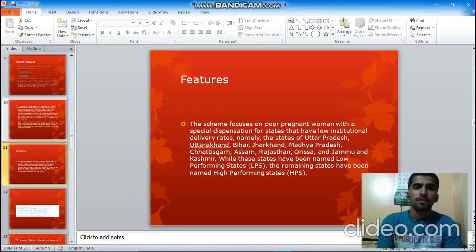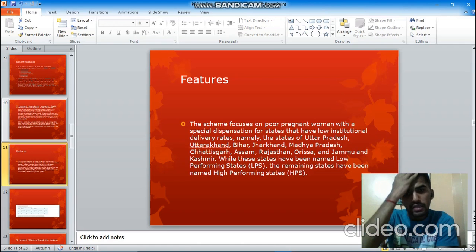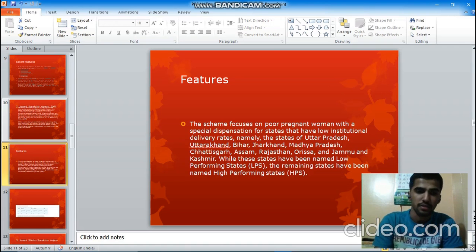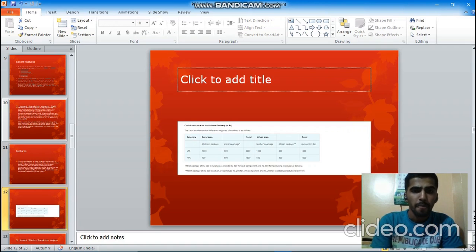So the features of Janani Suraksha Yojana, which was launched in 2005: it focuses on poor pregnant women with a special dispensation for states that have low institutional delivery rates, namely the states of Uttar Pradesh, Uttarakhand, Bihar, Jharkhand, Madhya Pradesh, Chhattisgarh, Assam, Orissa, and Jammu and Kashmir. While these states have been named low performing states, the remaining states have been named as high performing states.